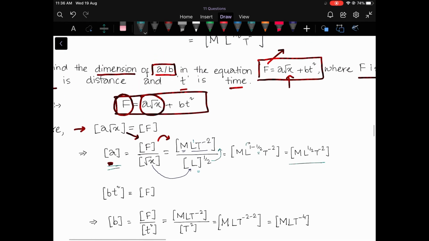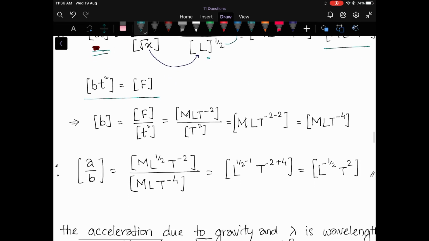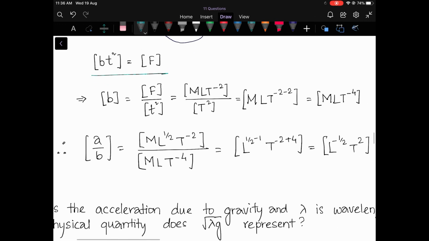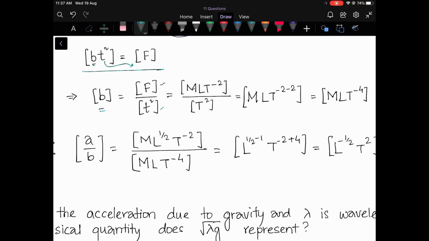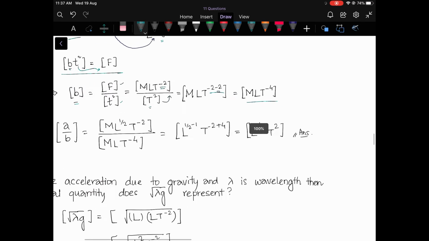Next, again, looking at this equation, I can even say dimension of B T square must be equal to dimension of this F. That's why we have written dimension of B T square is equal to dimension of F. From here, I can find the dimension of B by taking this T square to the other side. So it's going to look like dimension of B must be equal to dimension of F divided by dimension of T square. T square means time here, so we have time square. This time square, when I take it above, is going to look like having a power of negative 2. So T already has minus 2, this goes up, has another minus 2. So we get a total dimension of M L T to the power minus 4.